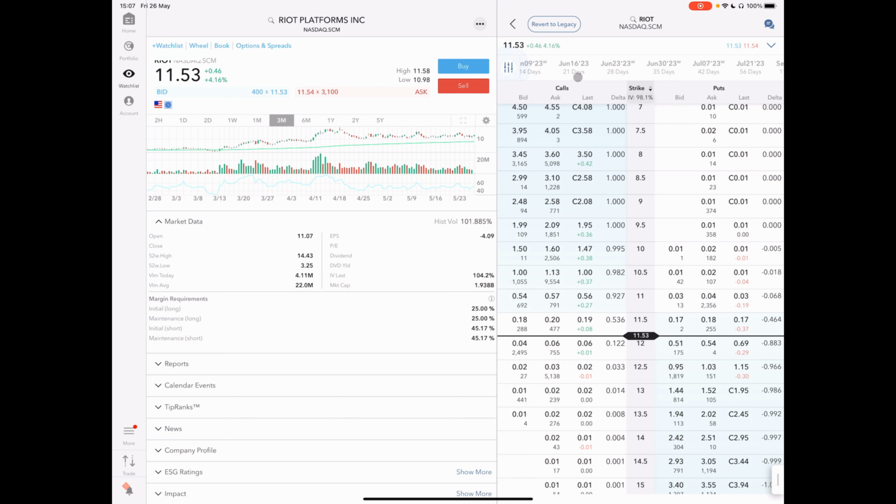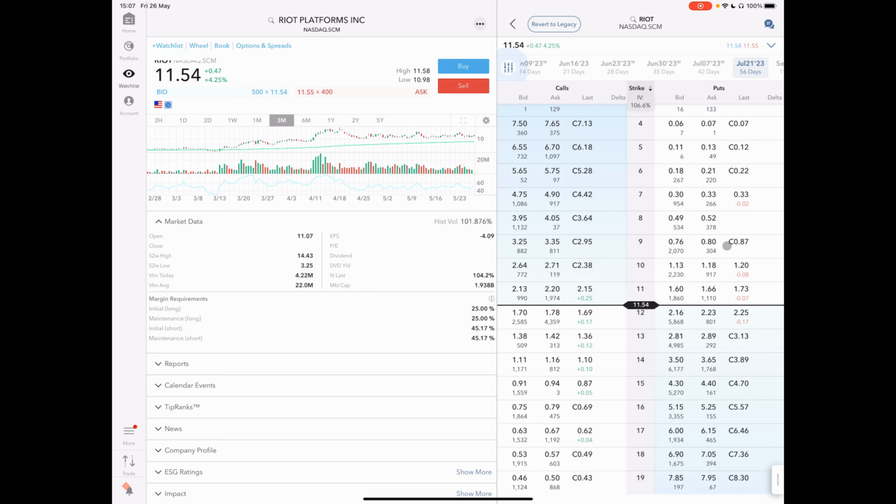June 16th, it's less than 45 days. And therefore, that's why I'm going for the July the 21st. So we've got puts on the right, calls on the left. And what we're going to be doing is selling a short strangle. So a short strangle is selling an out the money put and an out the money call.